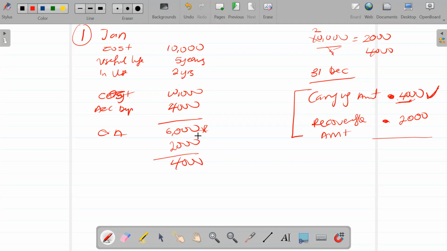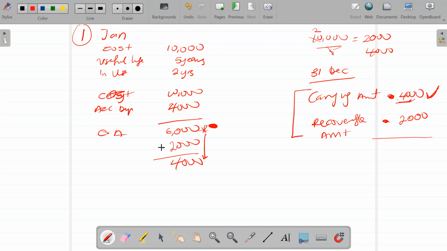Before we arrive at that 4,000 as the present carrying value, we use the then existing 6,000 carrying value, and then we apply the depreciation to get 4,000. So my focus is on the 2,000.